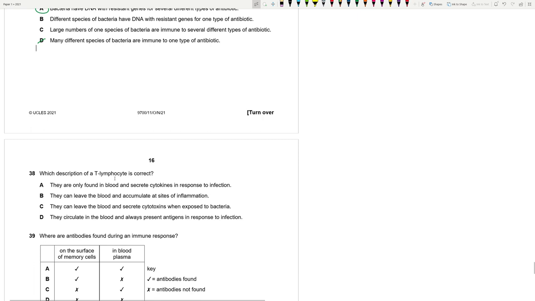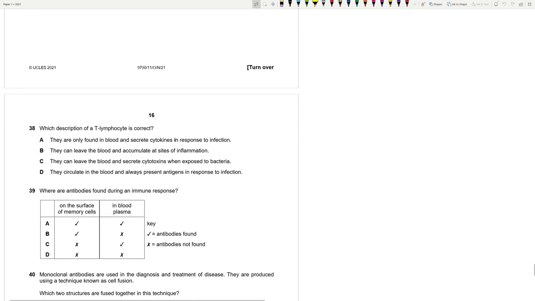38. Which description of a T lymphocyte is correct? They can only be found in blood. They are only found in blood and secrete cytokines in response to infection. No, they're not only found in blood. They can leave the blood and accumulate at sites of infection. This is true, okay? Inflammation. They can leave the blood and secrete cytotoxins when exposed to bacteria.